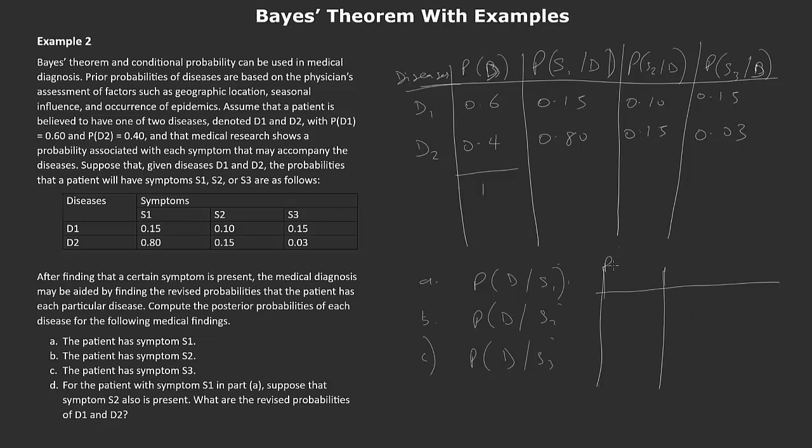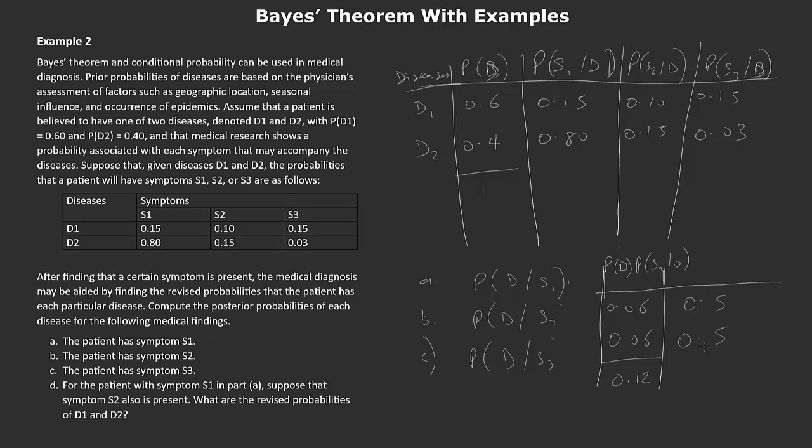So the first thing we do is to take the product of our prior belief times the likelihood for symptom 2. If you take that product, you say 0.6 times 0.1, that will give you 0.06. Then 0.4 times 0.15, that will give you 0.06. Then if you add this up, you will get 0.12. So the next one you do is to take this and divide by 0.12, and that will give you 0.5, and this will be 0.5 as well.